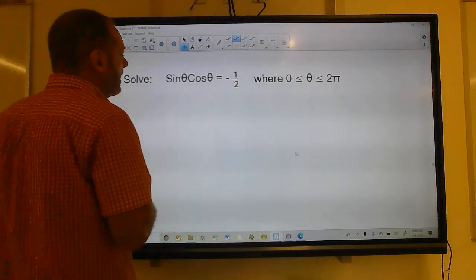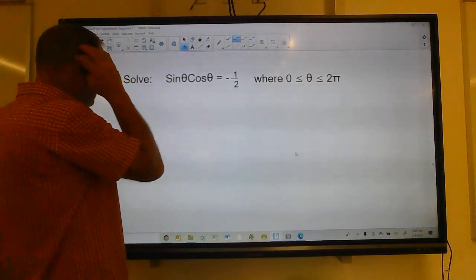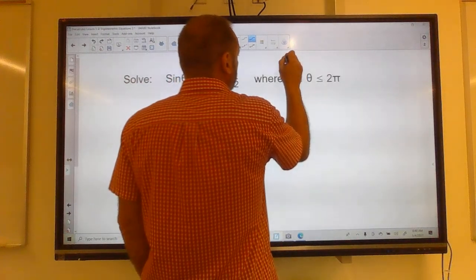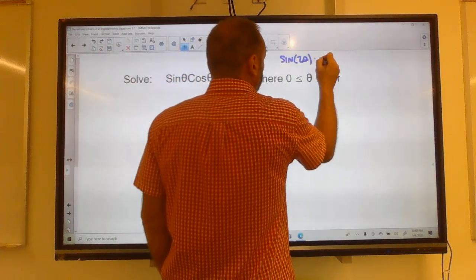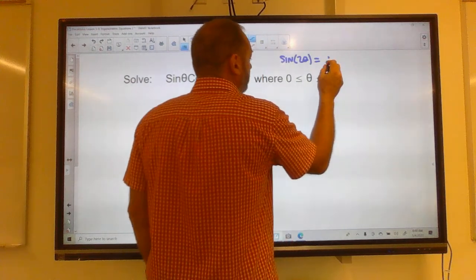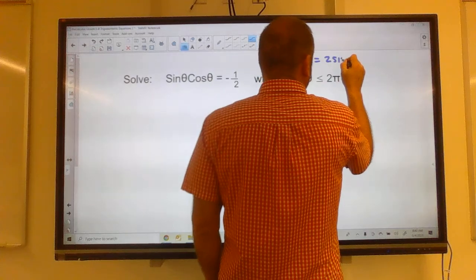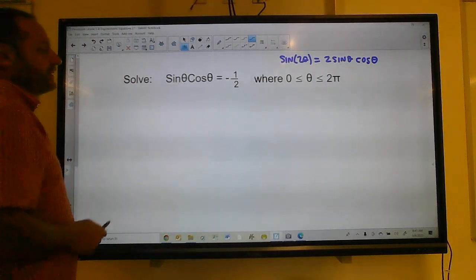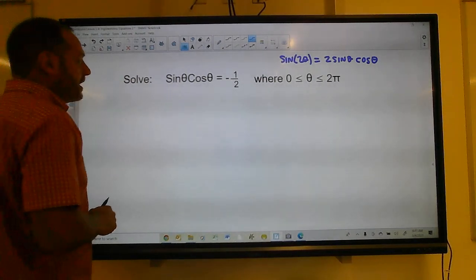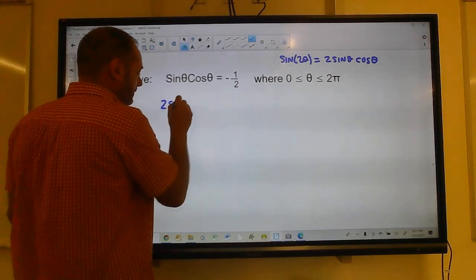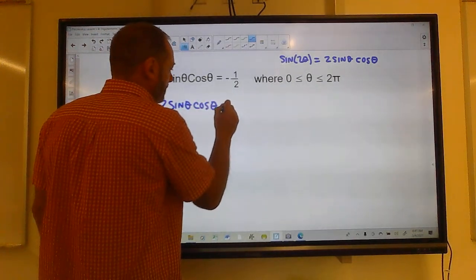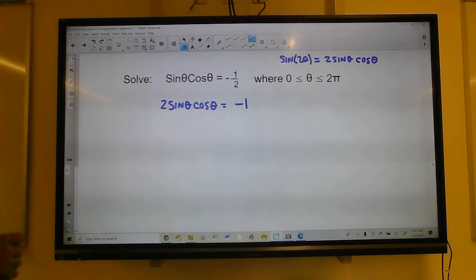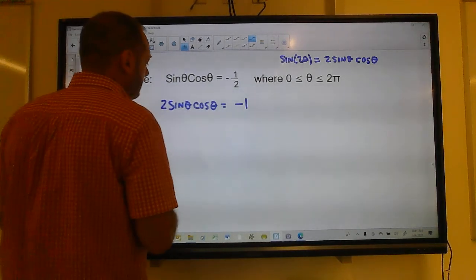So here's what I'm going to do. I do have some equation that relates these to one or the other, and that's this formula right here, that sine of 2 theta is equal to 2 sine theta cosine theta. Okay, but I don't have 2 sine theta cosine theta, I just have 1 sine theta cosine theta. So what I'm going to do is I'm going to double both sides of this. That means I'm going to multiply this by 2, I'm going to get -1. That's the same equation, I just multiplied both sides by 2.